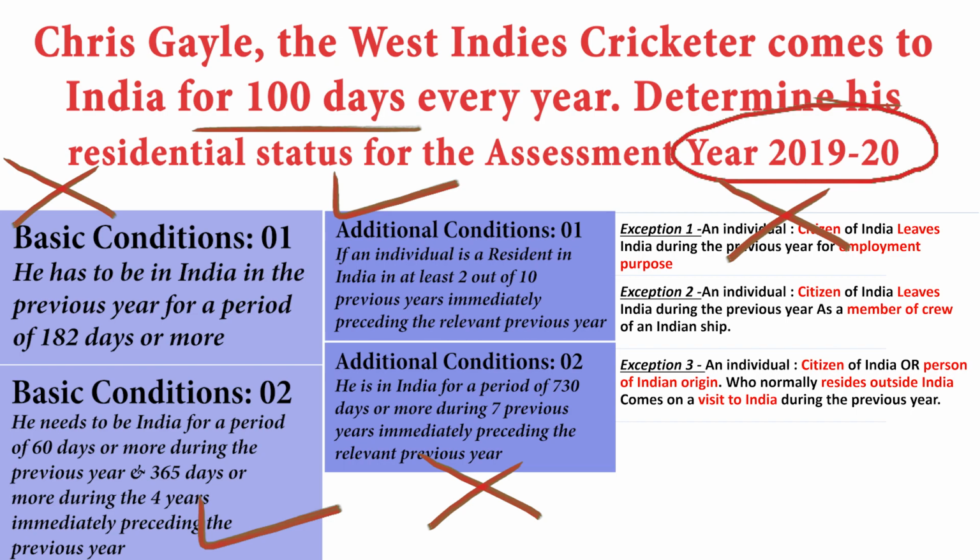So now what is the summary? He is fulfilling one basic condition and one additional condition. Because of that, Chris becomes resident and not ordinarily resident.